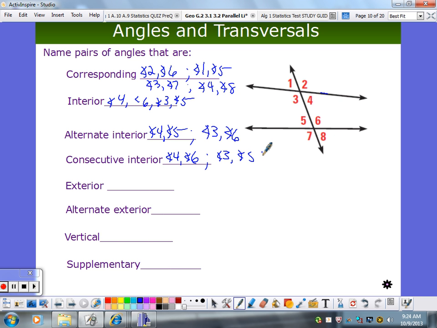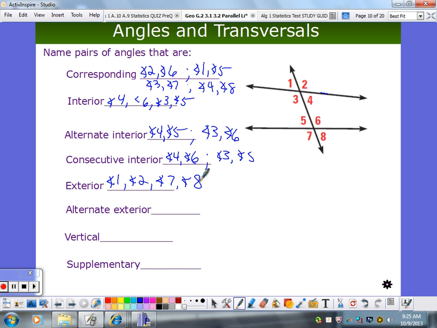Okay. Exterior angles. Nathan, name me some exterior angles. Exterior. 1 and 7. Yeah, all those guys on the outside of the railroad tracks. Alternate exterior. Alternate exterior angles.